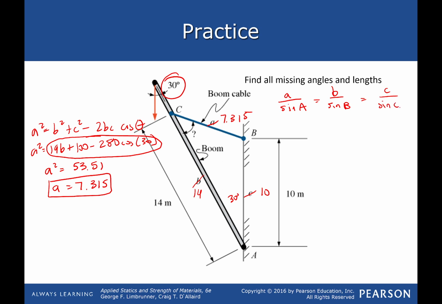Perfect, it looks good. So I know a and sine of a, so I can go ahead and write those down. So I have 7.315 over sine of 30, that's going to be equal to 14 over sine of b. Okay, that's good there. Now let's go ahead and do some algebra. So I'm going to multiply both sides by sine of b.